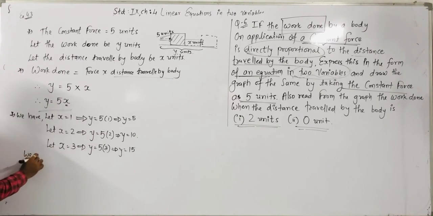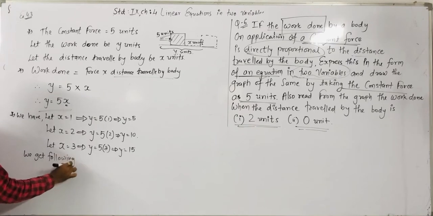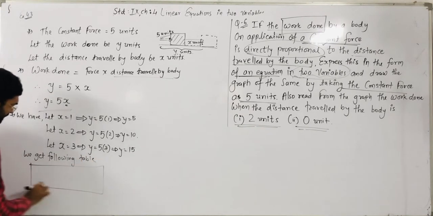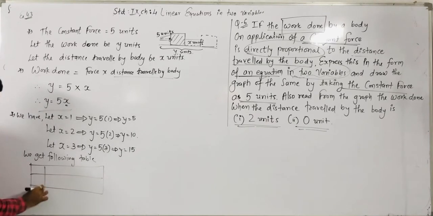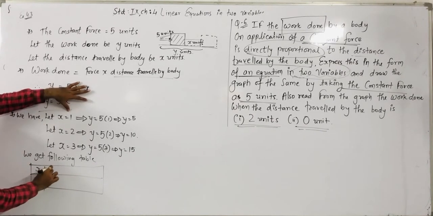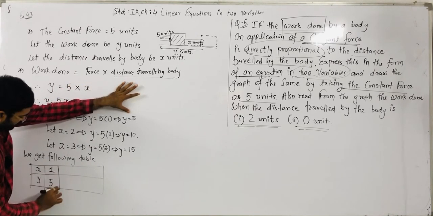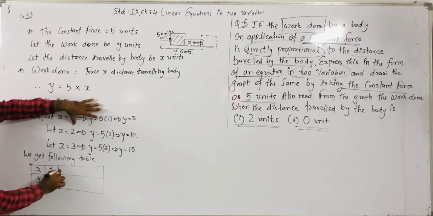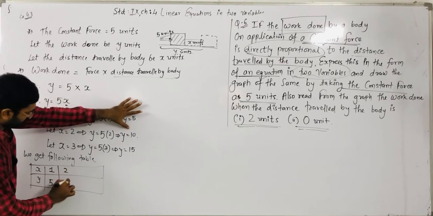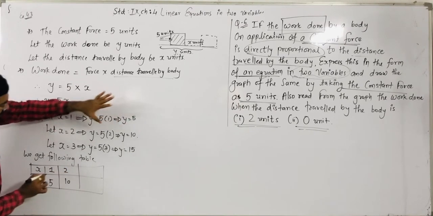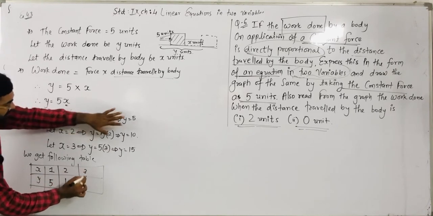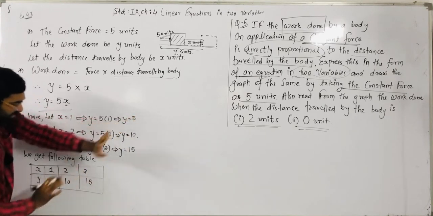So we get the following table. Which table do we get? We define the x-y table. Here you have to write x, here you have to write y. Whenever we take the x coordinate as 1, then we get the y value as 5. Whenever we take the x value as 2, then we get the y value as 10. Whenever we take the x value as 3, then we get y is equal to 15.